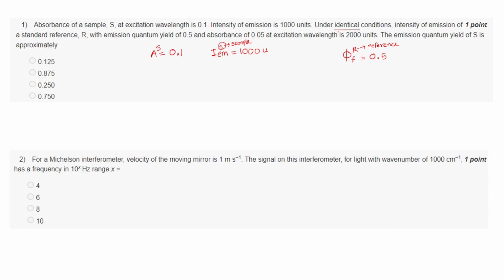And at the identical condition, they got the absorbance of that reference. The concentration of sample and reference may not be the same. So what they are saying is that with identical conditions, using the same machine at the same time, they got an absorbance of 0.05 for the reference. And they got a reference emission of 2000 units.